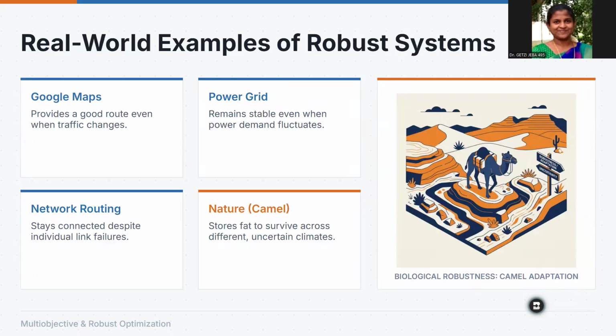Here are some real world examples. Take Google Maps: it provides you a good route even when the traffic changes, right? A power grid remains stable even when the power demand fluctuates. In network routing, the network stays connected despite individual link failure; it adapts immediately, and that is robust optimization being handled. It stores fat to survive across different uncertain climates.